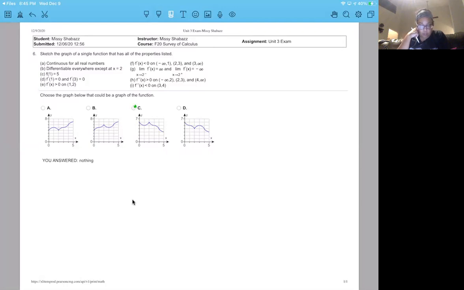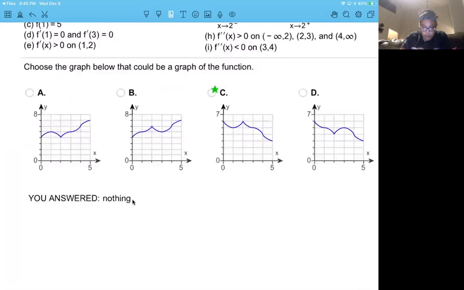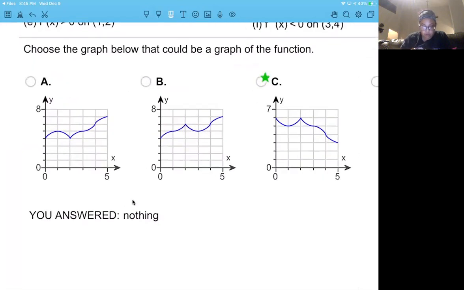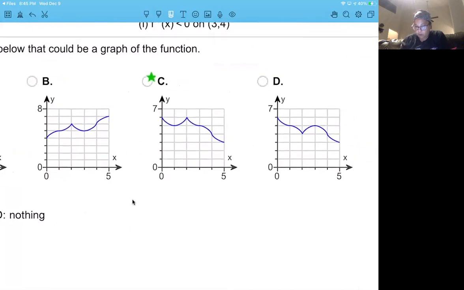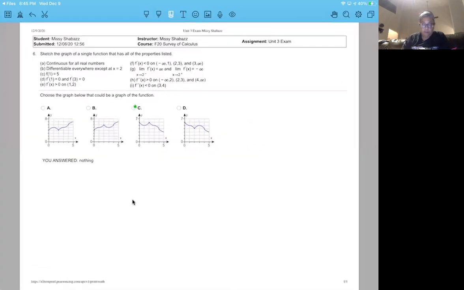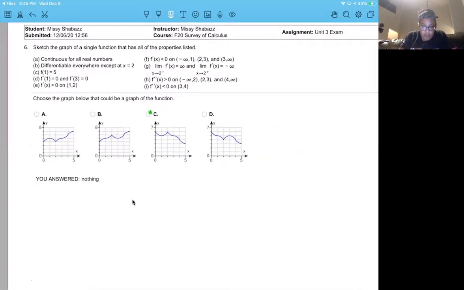f of 1 equals 5. So 1, 2, 3, 4, 5. They probably all have 5. I think so. All right.